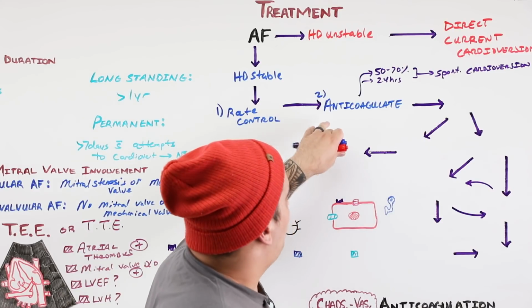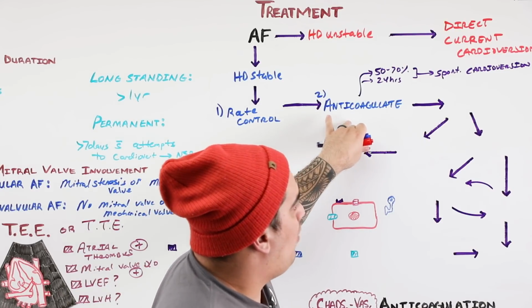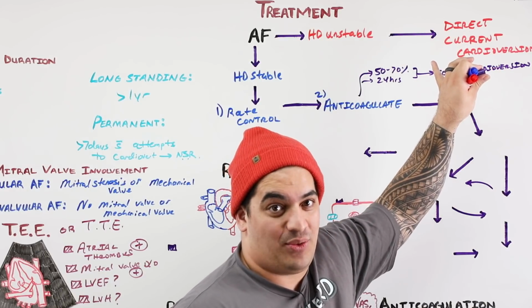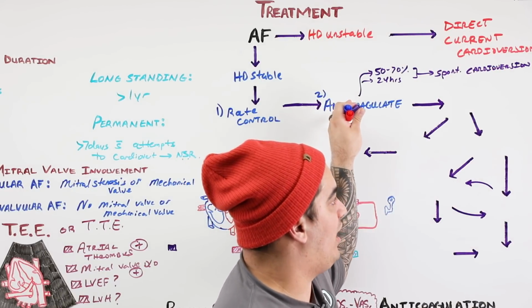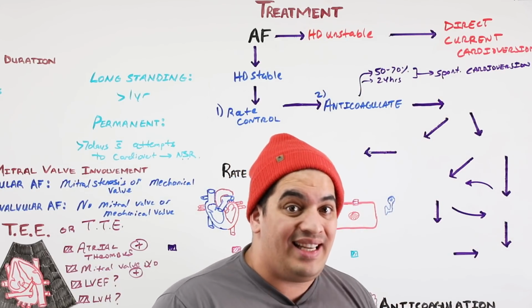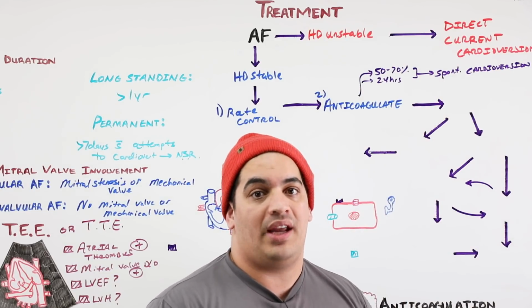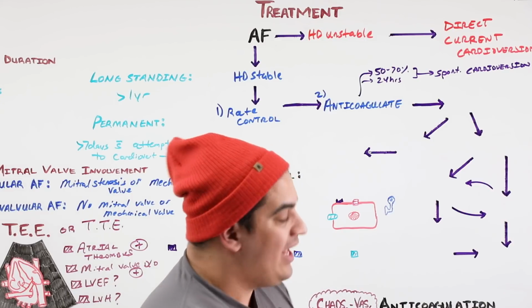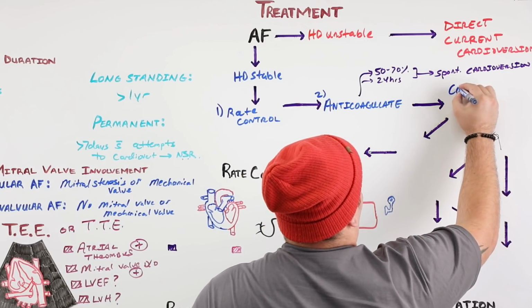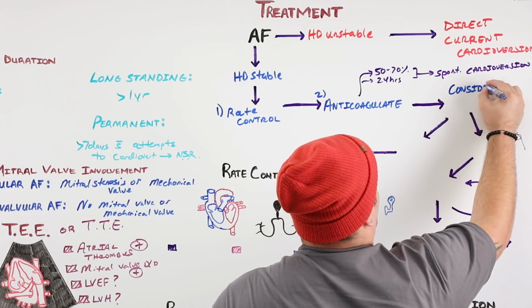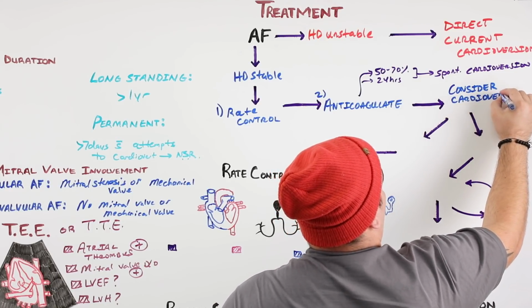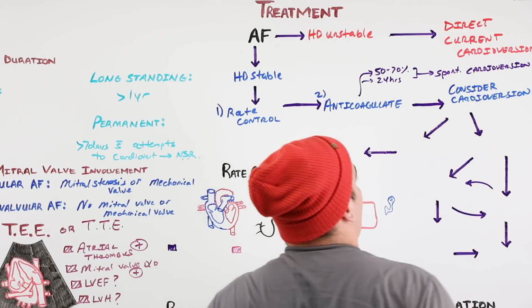Now, after we again have rate controlled them, anticoagulated them, and let's say that they have not spontaneously converted back into normal sinus rhythm, let's say that they're still in their abnormal rhythm right now, we then have to make the decision: is it necessary, do I need to cardiovert this patient back into their normal sinus rhythm? If I do, I have to start taking into consideration cardioversion. And again, there's two types of cardioversion. We will talk about this in a little bit more detail, but there's electricity and then there's chemicals.